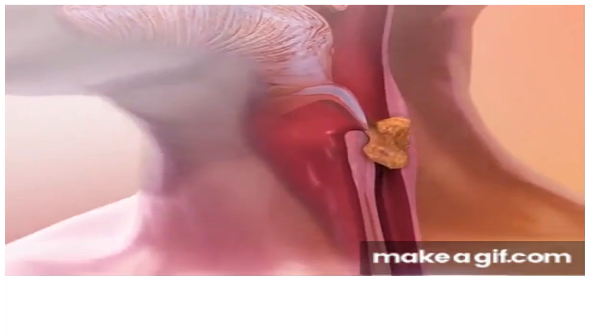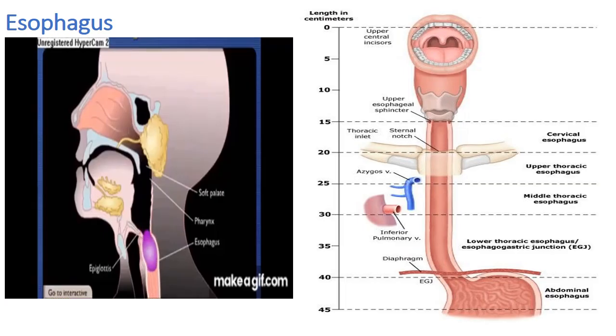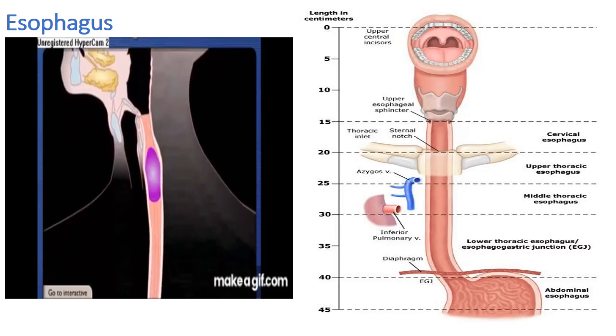You can see this one. Once again, we can see the epiglottis closes the structure known as the windpipe here, and that prevents the entry of food into the windpipe. Next, the next structure.